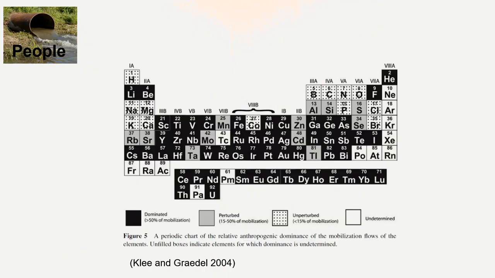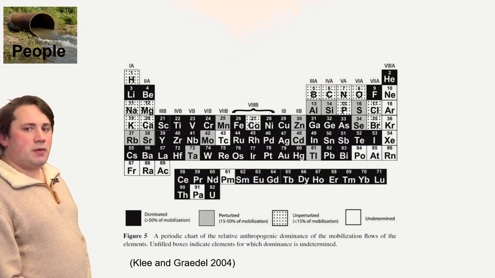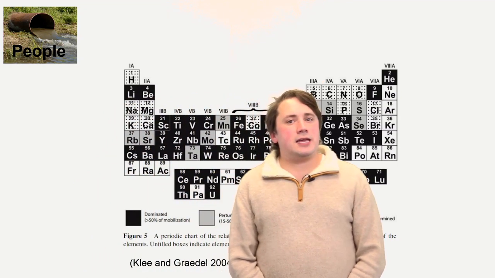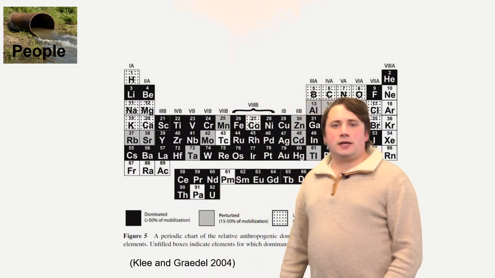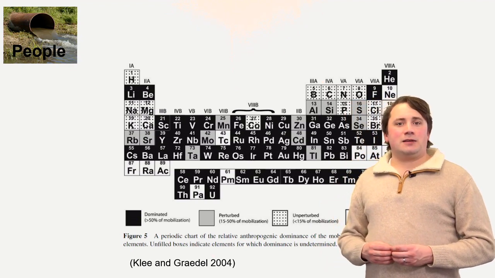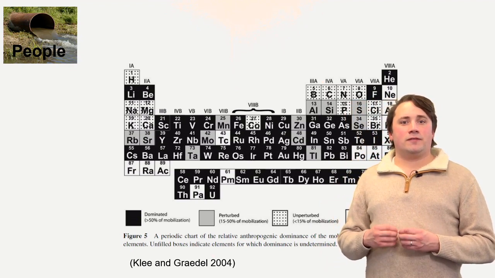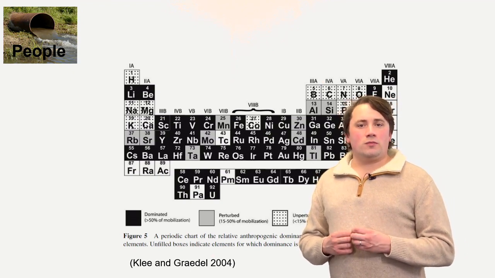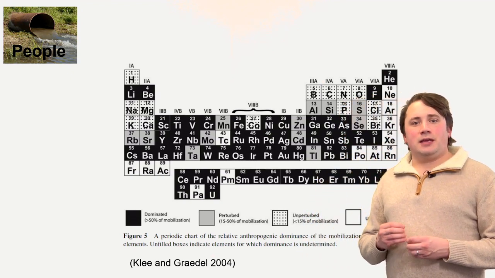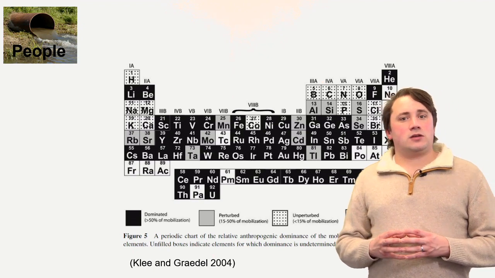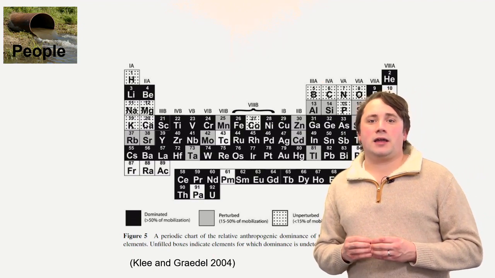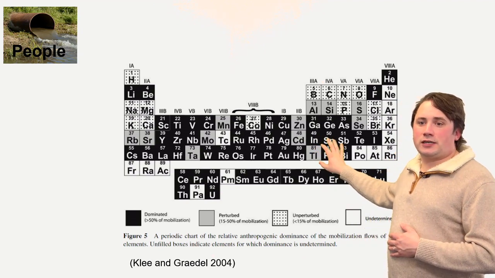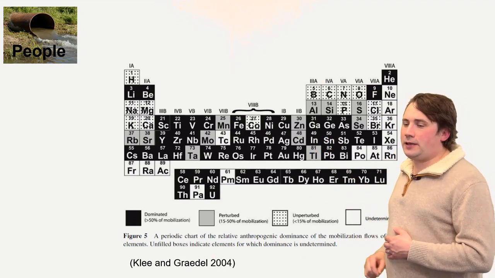And so this is a really nice figure from a paper by Clay and Gradle. What these authors did in this paper was they analyzed which elemental cycles on Earth are most impacted by humans relative to the amount of cycling that naturally occurs. So which elements are being vastly more mobilized by humans and being cycled, versus which elements are relatively dominated by natural causes of cycling. And they organized this into a nice periodic table so you can examine it pretty cleanly.